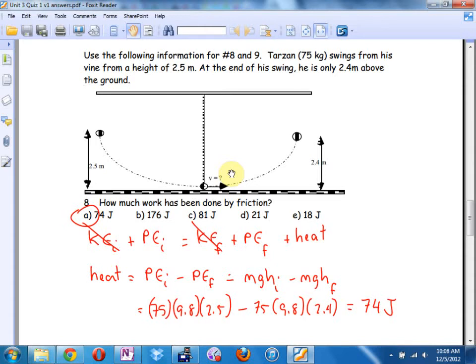Okay, let me say that again. You ready, Terry? Is there a change in height from here to here? Yes. Is there a yucky curved path? Yeah. There's no way I would want to do this with vectors because the angle changes every split second that he's traveling.